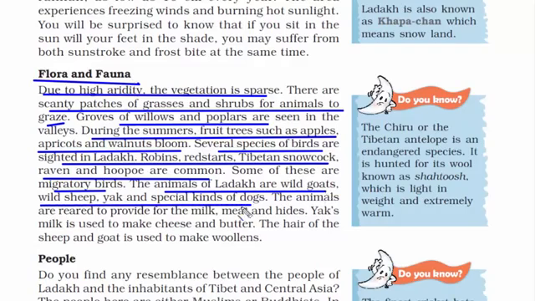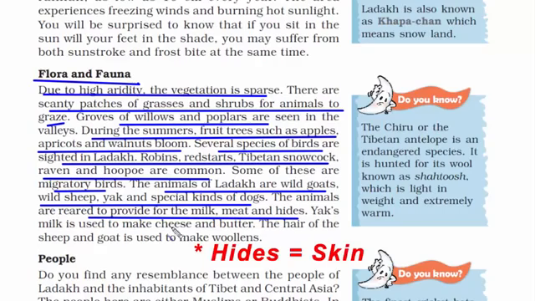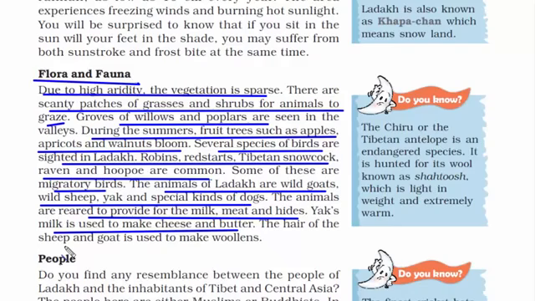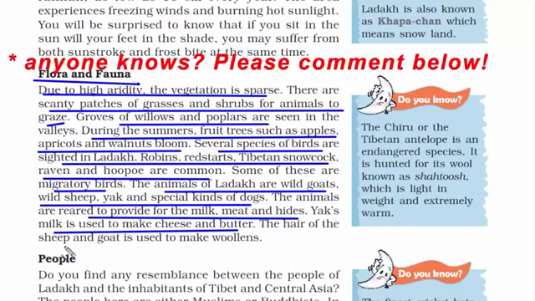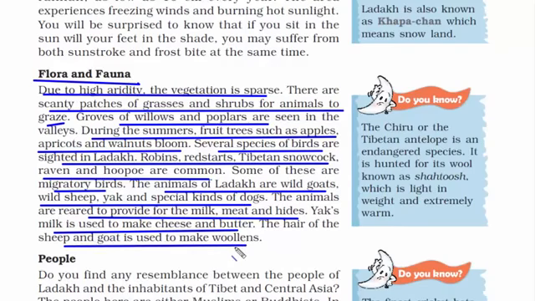So if you see, all these animals have thick skin, and it's easy to understand that to survive in the cold out there you need to have a thick skin. Therefore these kinds of animals are common. And these animals are reared to provide milk, meat and hides. And they also make cheese and butter out of yak's milk. I don't know how that would taste, but it's fascinating to know. And we know what they do with the hair of the sheep and goat. They use it to make woolens.